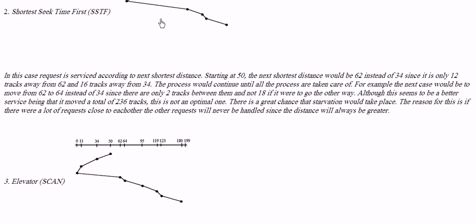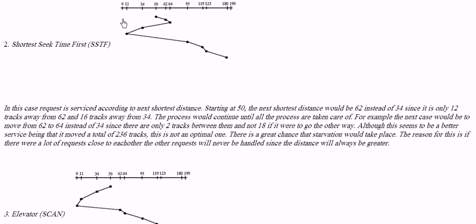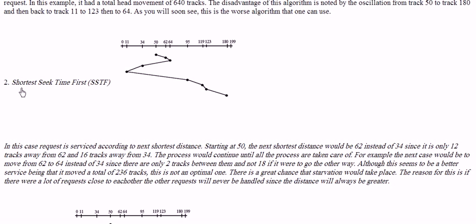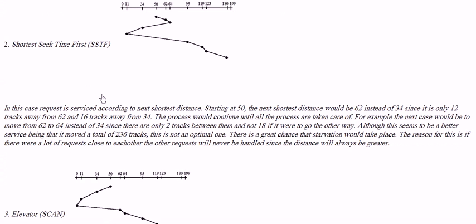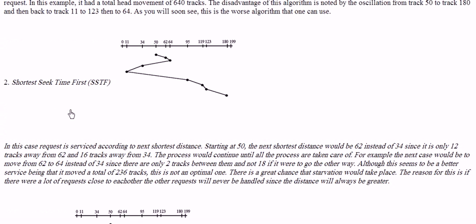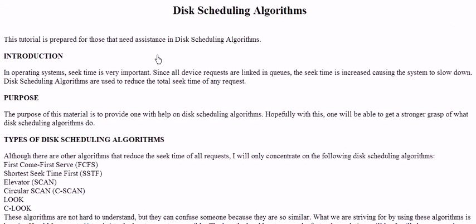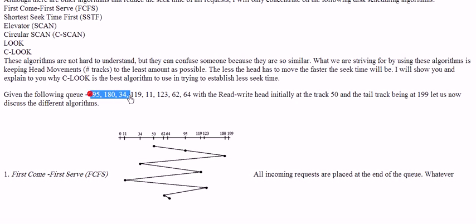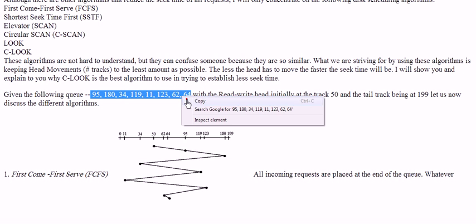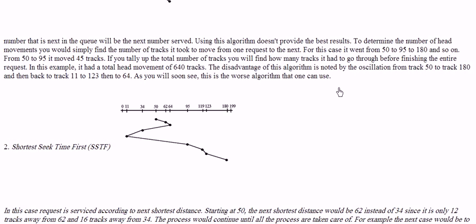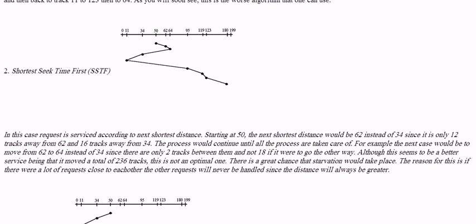So let's now move on to another algorithm, which is known as the shortest seek time first, SSTF. In this case, we started from 50. We have this queue. Let me bring up the queue, the numbers. We started all the time from 50.